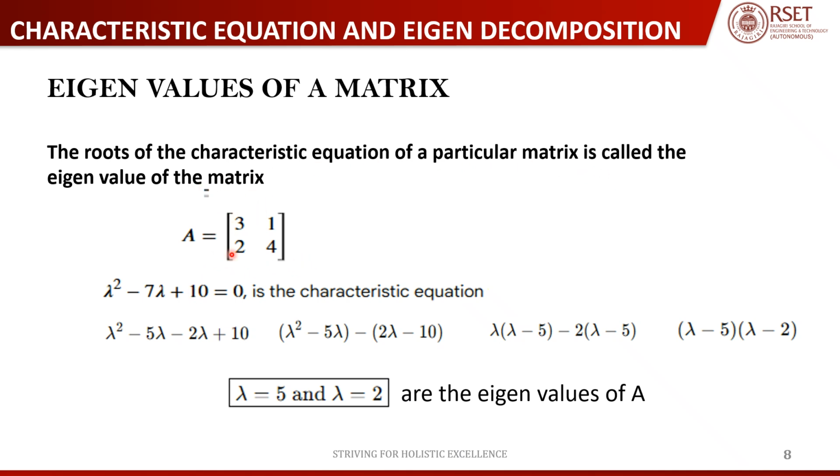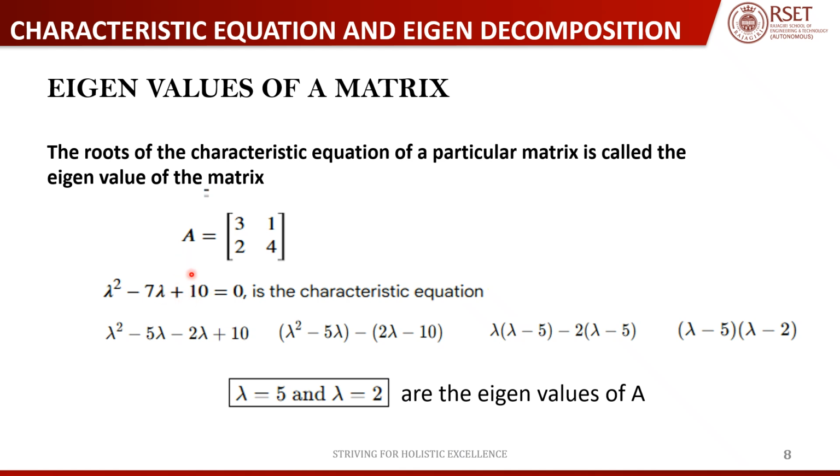For example, we have the same matrix we had before, which is A equal to [3 1; 2 4]. We have already discussed the characteristic equation of the same, and that is lambda square minus 7 lambda plus 10 equal to 0. Now we'll try to factorize this, and for the factorization, we'll use the splitting the middle term method. So here we have minus 7 lambda and here we have 10.